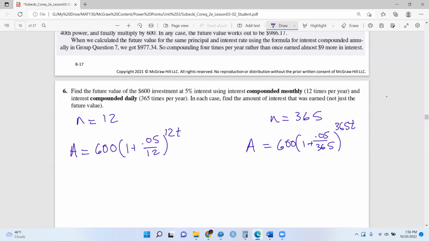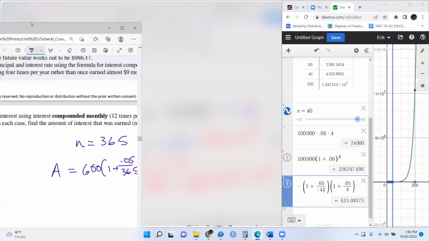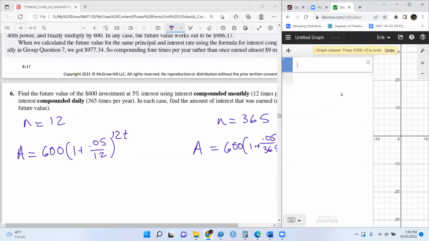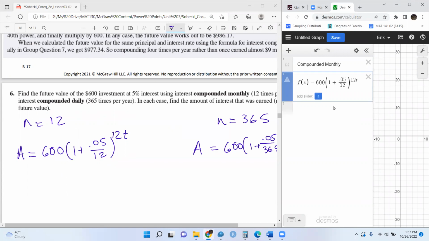So what we want to do is see how big of a difference, how much extra do we earn here? So I'm going to do the same thing in Desmos that I did with the simple interest and the other one that I did here. Instead, I'm just going to make two functions, one for monthly and one for daily. I'll use f of x for monthly. Oops, I don't want to use t, I want to use x.